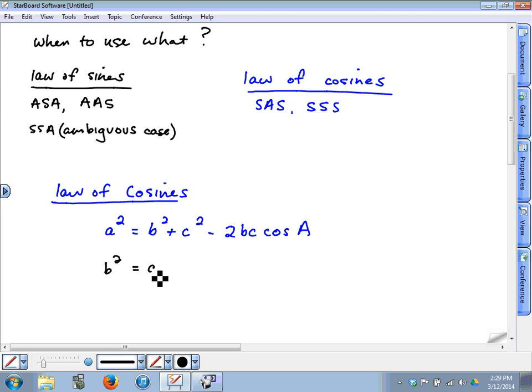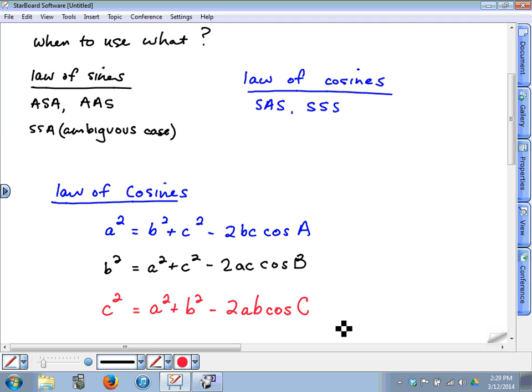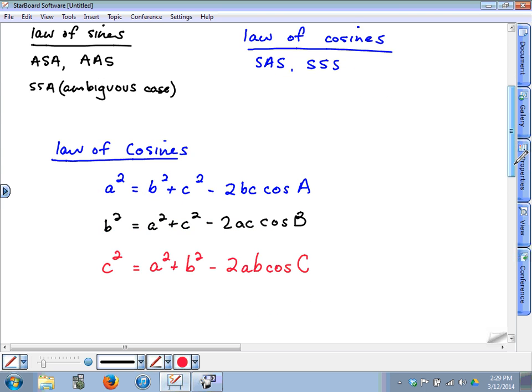or version 2, b squared equals a squared plus c squared minus 2ac times the cosine of angle B, or version 3, c squared equals a squared plus b squared minus 2ab times the cosine of angle C. And this is the law of cosines. Which one of these you use depends on what it is you're trying to find on the triangle.